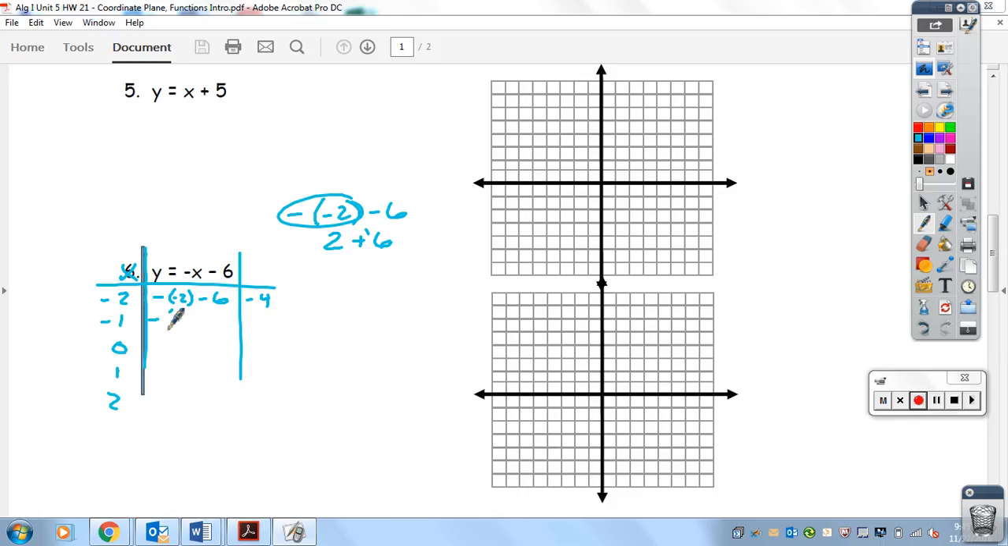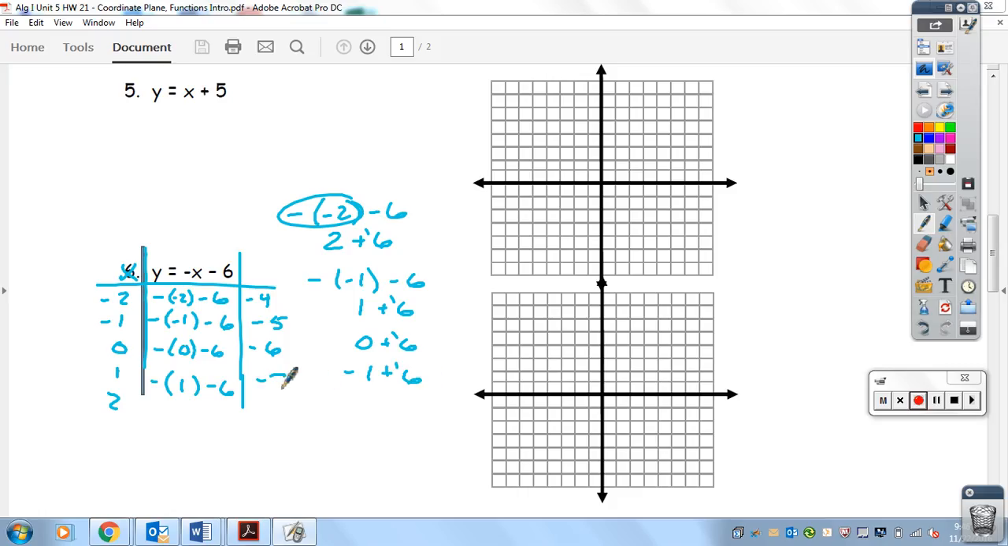I'll do it again with -1. It's negative whatever x is. So x is -1, so it's negative -1 minus 6. A negative of a negative is a positive. Keep, change. That's a -5. Now 0: negative 0 minus 6. Well, negative 0 is 0, minus 6. Keep, change. That's a -6. Again, you should be noticing a pattern. It's negative whatever x is, minus 6. Well, now x is a positive 1. It's negative 1 minus 6. Keep, change. -7. If you do the same thing down here, you get -8.